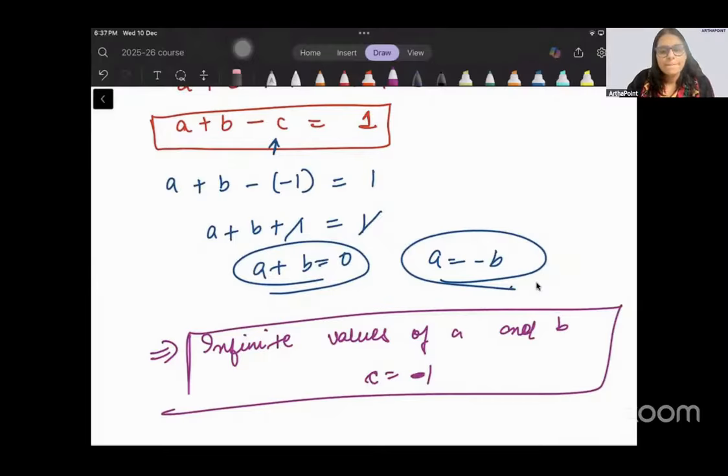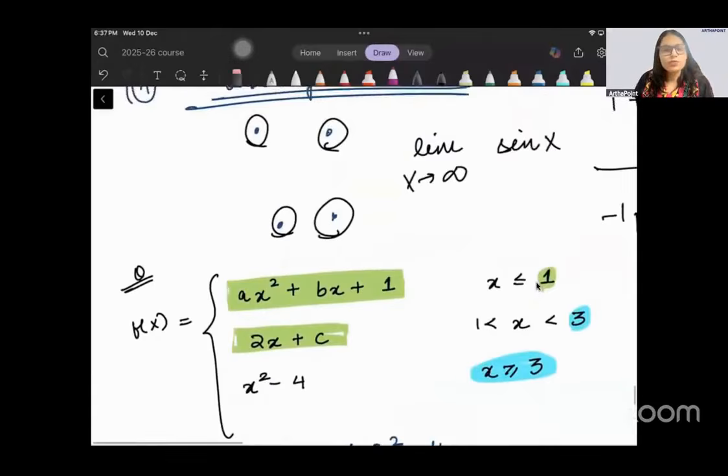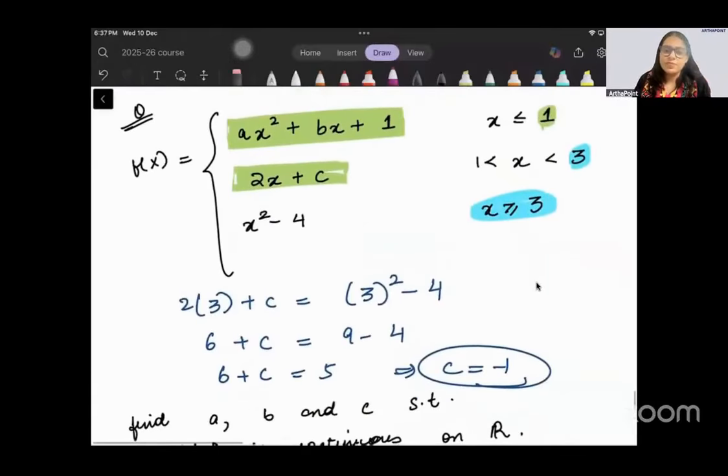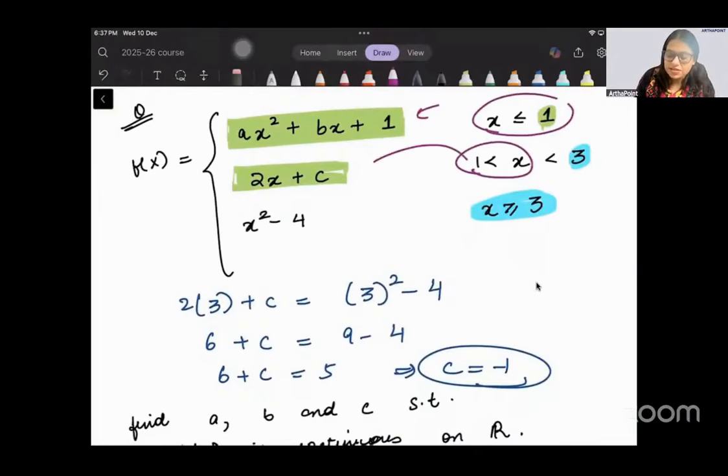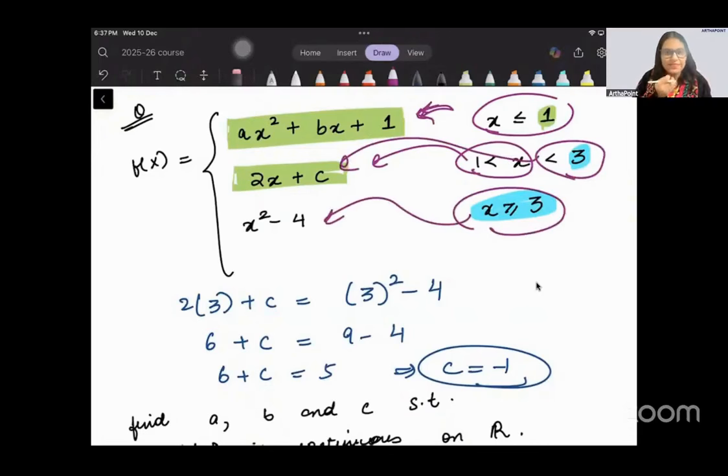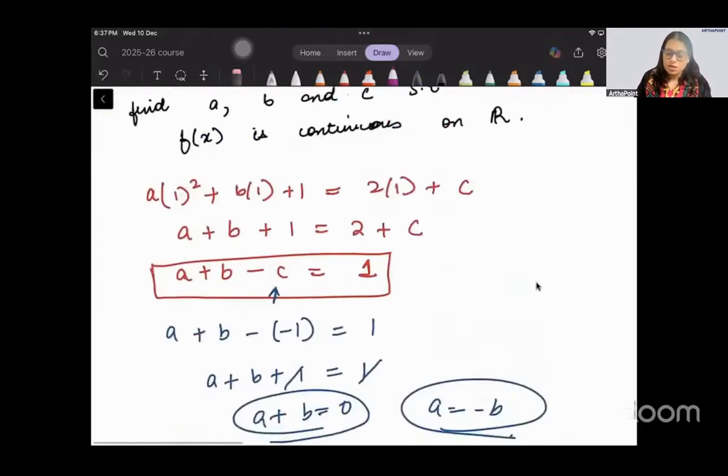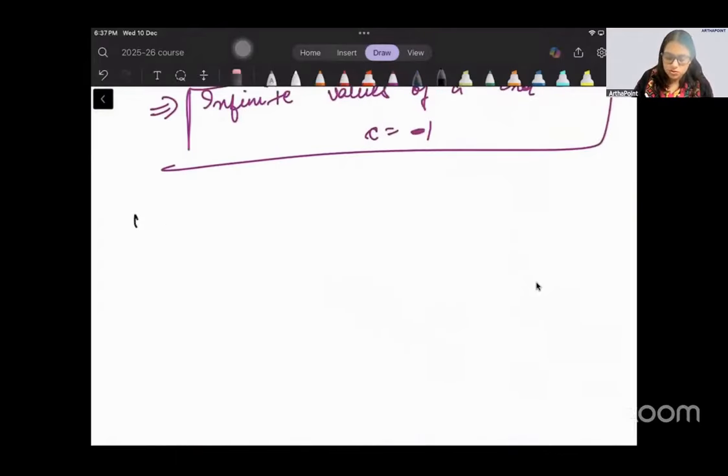Is it clear? Very, very common question from exam point of view. This is a very common question that comes in exams. That you have to go ahead and you have to tell what will be the values of parameters such that the function becomes continuous. So you put the function in this one and this, and it should give you the same value. Similarly, you put 3 here and 3 here, and it should give you the same value. Okay. Now, next question, beta.